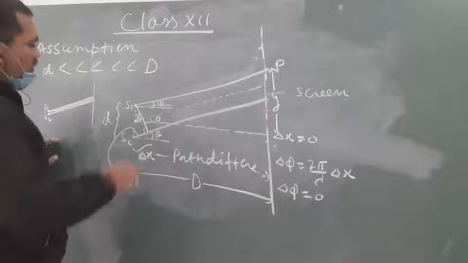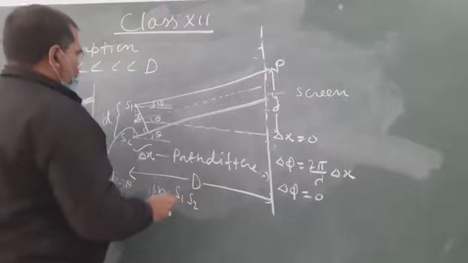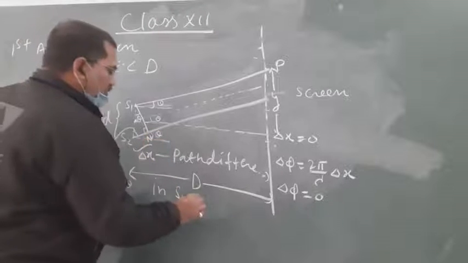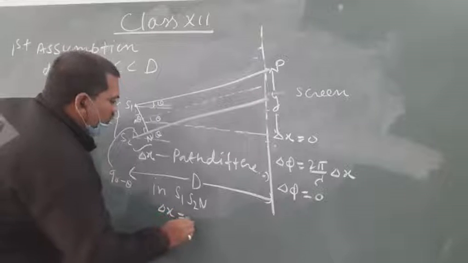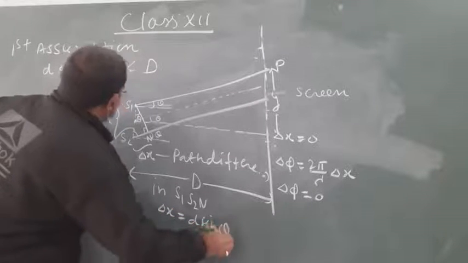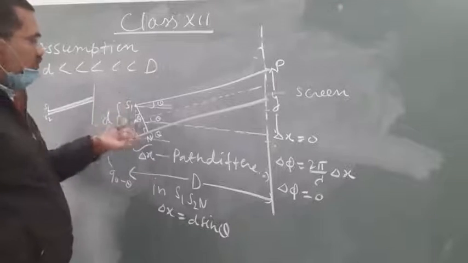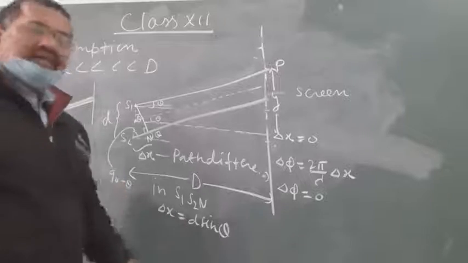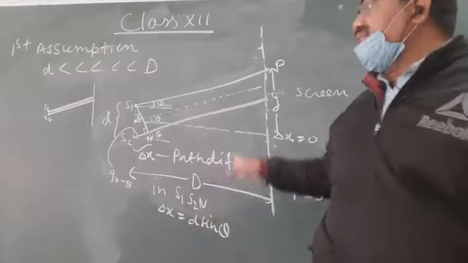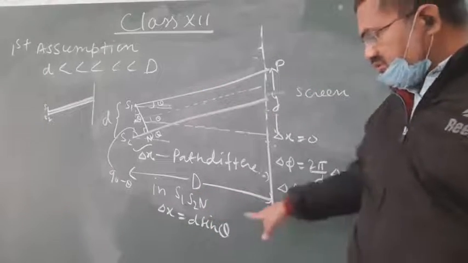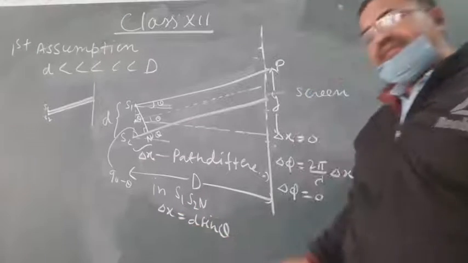So you can say in triangle S1 S2, and this is called normal N, delta x equal to d sin theta. Delta x equals perpendicular upon hypotenuse, which is sin theta times d. So delta x equal to d sin theta. This is the path difference. It is easier than the previous one, so you can solve it easily. For path difference, delta x equal to d sin theta.